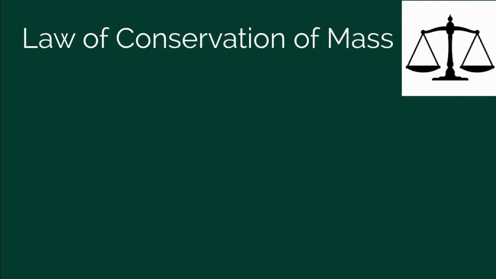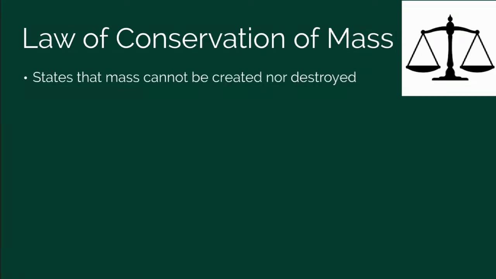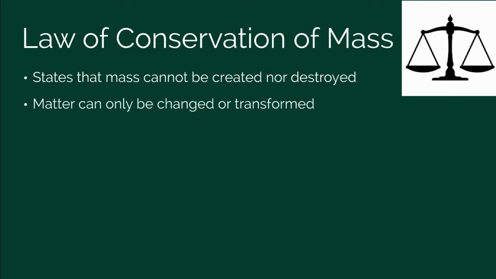So let's talk about the law of conservation of mass, because it's actually a very important concept. This law is one of the laws that govern all of nature. Put very simply, it states that mass cannot be created nor destroyed. It always has to come from somewhere, and we can't lose it in the process of whatever we're doing. Again, it's just a restatement: it can only be changed or transformed. We can't make new matter, and we can't get rid of it.